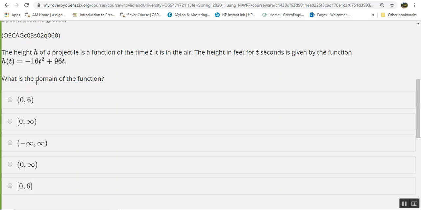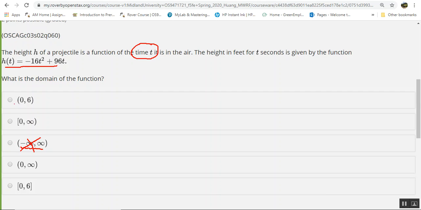So the first question is, what is the domain of the function? So let's take a look at this height, okay? So the domain, which means what are the values of the time? First of all, I'm going to rule out a few. For instance, I'm going to rule out this one because this is from negative infinity to infinity. Keep in mind, the time should not be negative, so it has to start with 0. So all other ones start with 0.